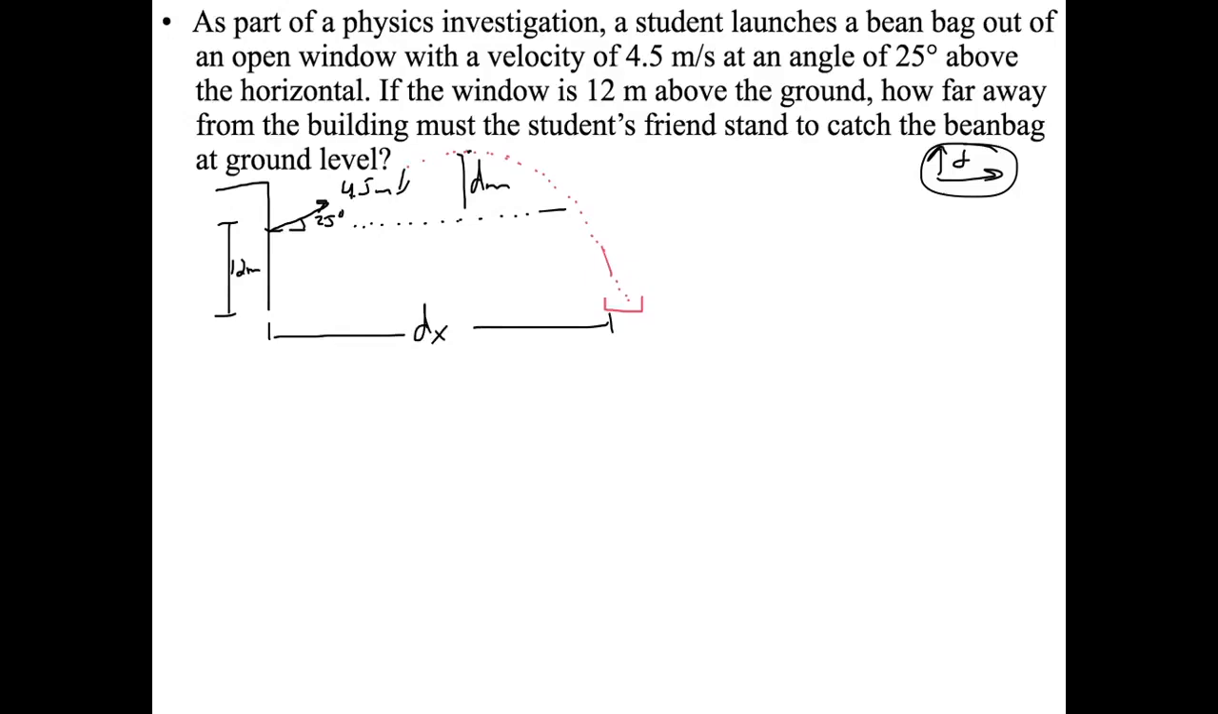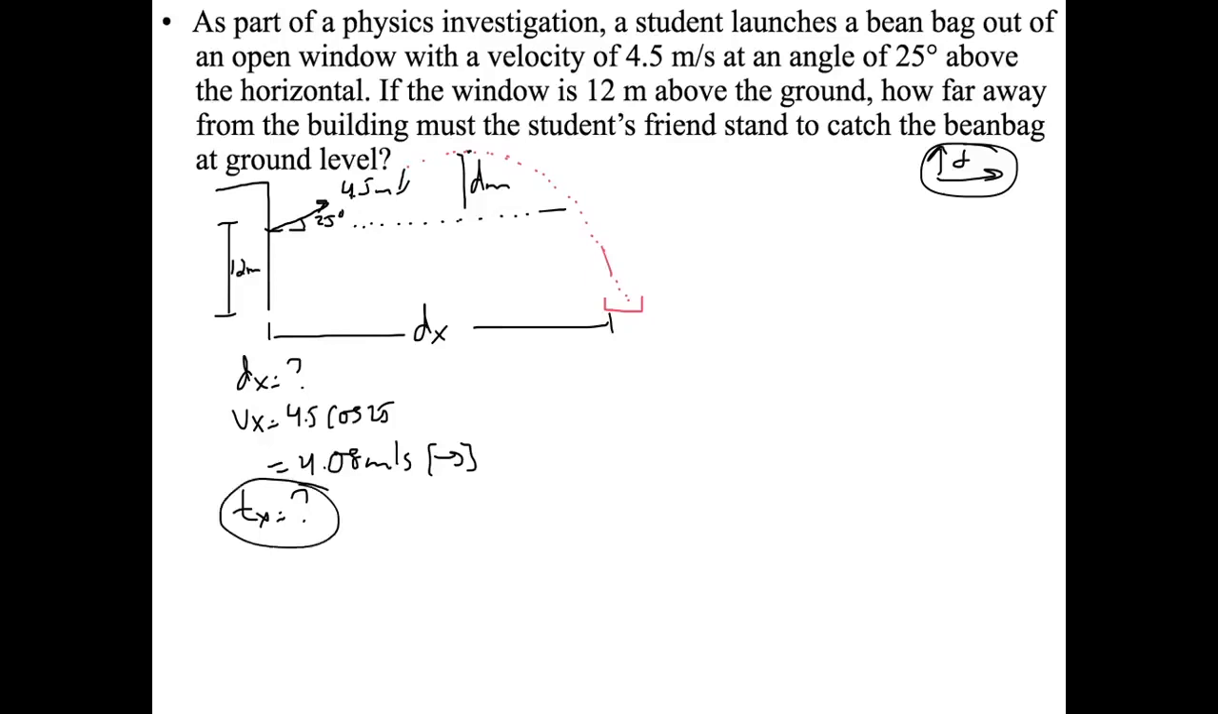So if we're looking for the dx, which is really what the question is asking for once you've looked at it a few times, dx is our question. We know vx because vx is going to be a component. It's going to be 4.5 times the cos of 25, which comes out to be 4.08 meters per second. And tx is going to be another unknown, so we can't do this. As with previous questions, we need to find t first, which we can sub back into this formula right here, and then we can use that to find dx.